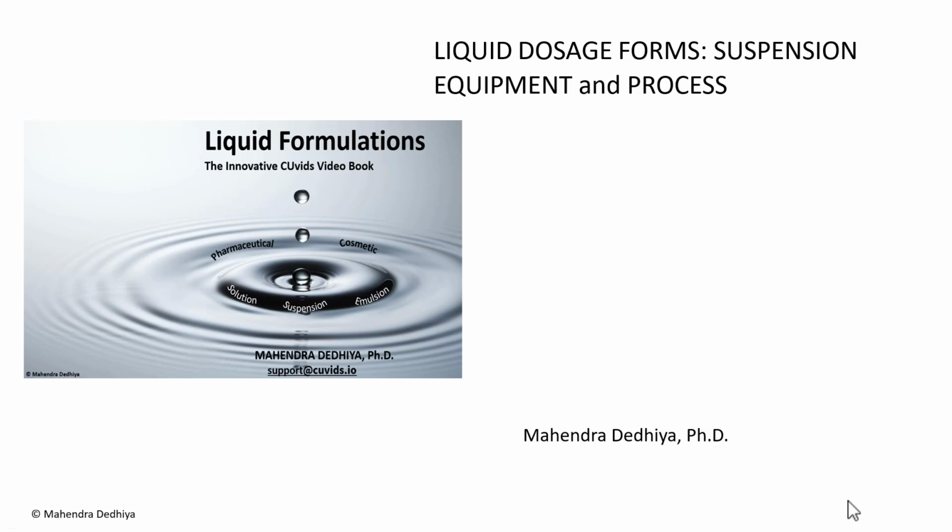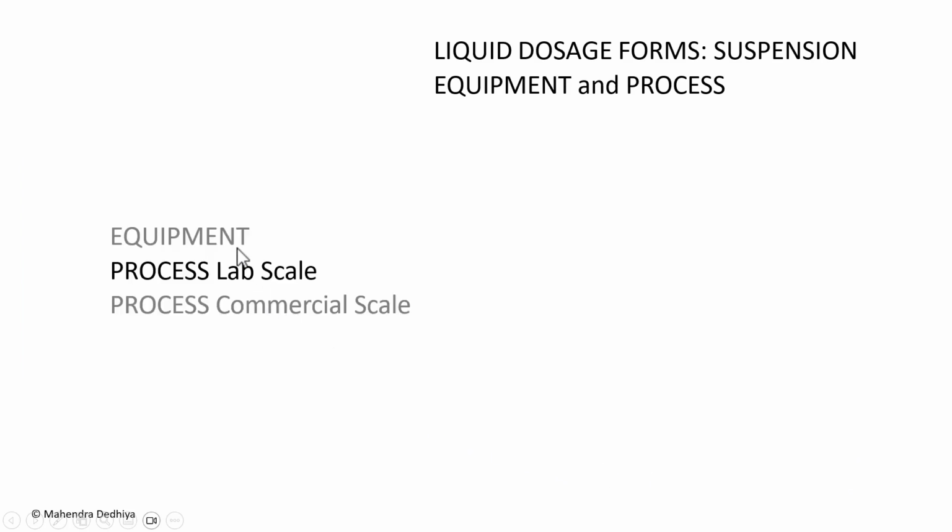This is a continuation of Module 11, which contains equipment and processes used in suspension. In the previous module, we looked at the equipment. In this submodule, we would look at processes at lab scale, 100 milliliter size labs.